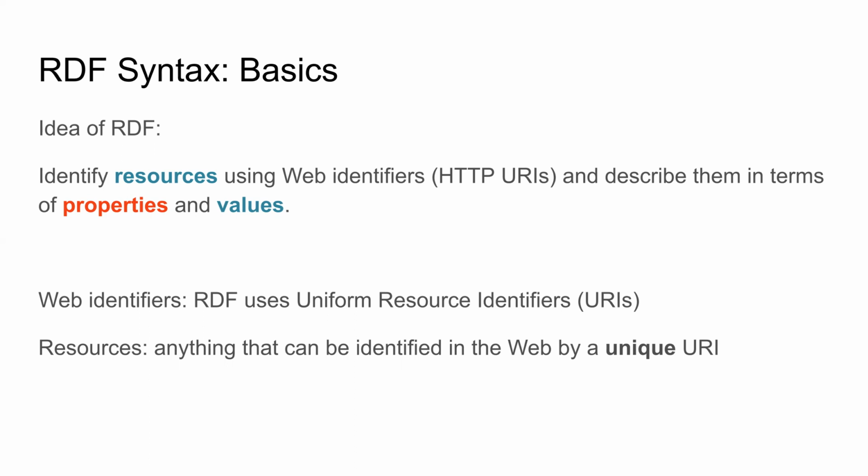And these resources do not only exist in the web through a URI, so that they are named in the web through their URI, but they are also described in terms of the properties and values that these resources have. So remember what a web identifier means. RDF relies on uniform resource identifiers, and a resource is anything that can be identified in the web by a unique URI.